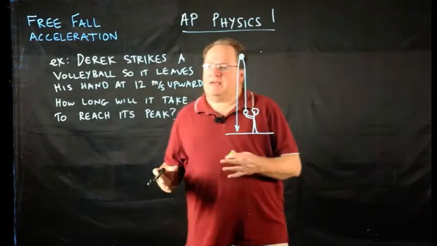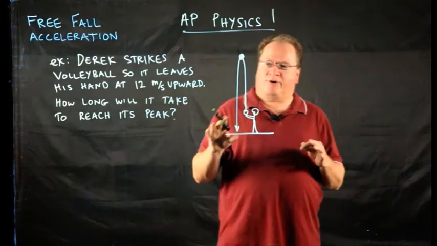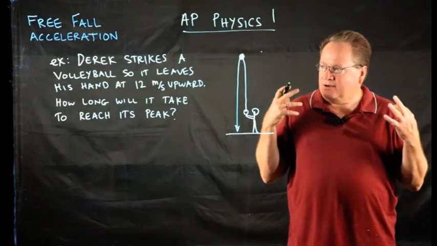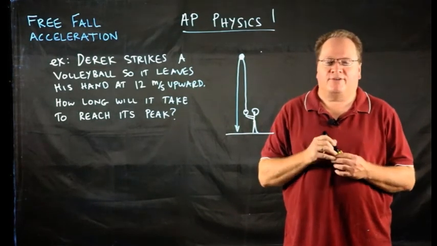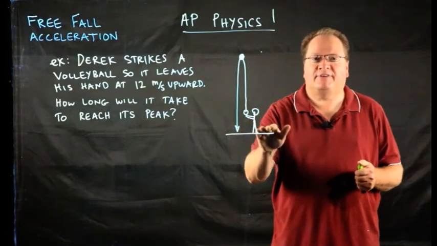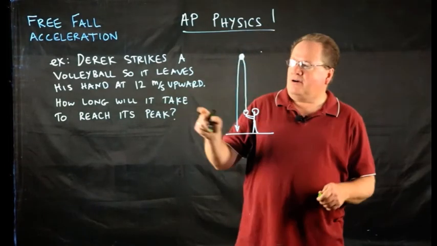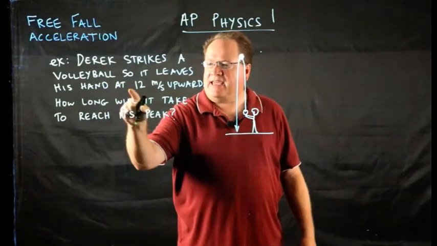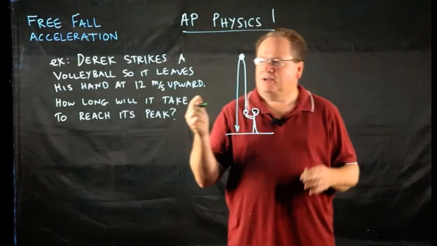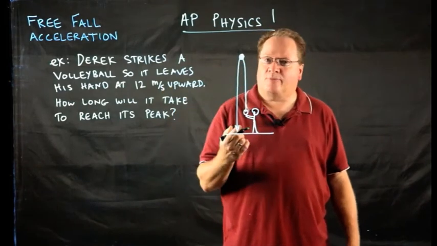So what I want to do then is I want to start identifying some variables. Now remember, I told you guys that when we do these problems, the first thing you want to do is read for understanding. You want to understand the scenario as it's playing out. And so diagrams often help with that. Let's think about what we know. We know that the volleyball leaves his hand at 12 meters per second in the upward direction. So this is clearly a velocity. I know that because it's got meters per second.